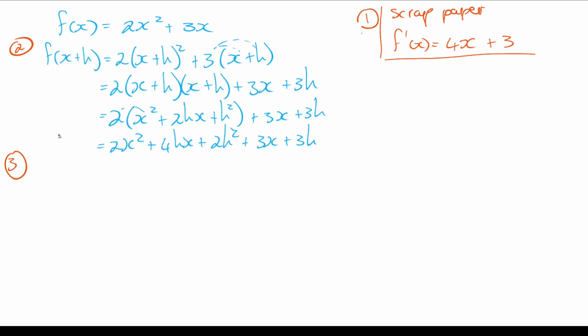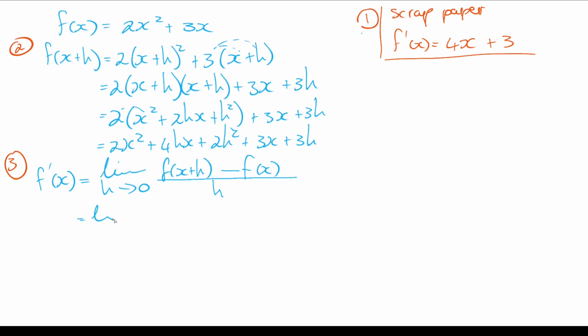My third step is to actually use the formula that we have on the formula sheet. So limit as h tends to 0, you have to write this every step until we substitute in 0. f of x plus h minus f of x over h, and then we limit h tends to 0.